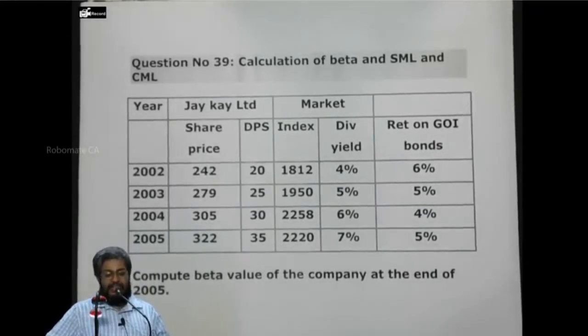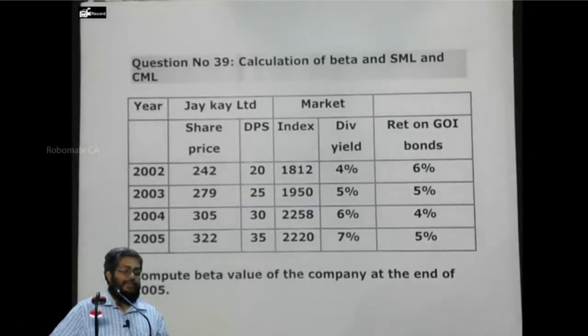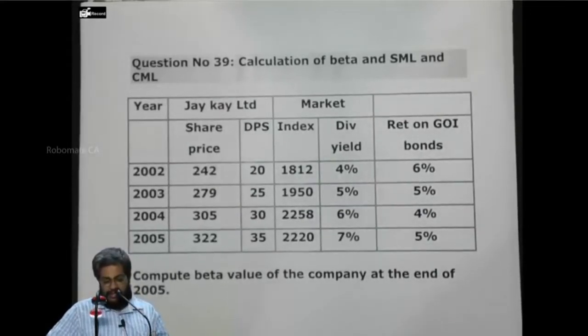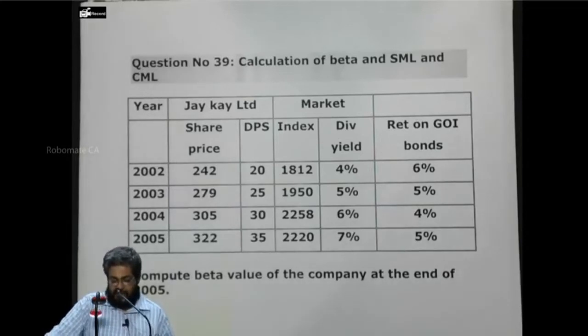There is a company called JK Limited. Share price is given for those years and dividend per share is also given. The market index is given and the dividend yield in the market is also given. Return on Government of India bonds is given, that is what return? Risk-free return. Compute the beta value of the company at the end of 2005. What is the company's beta at the end of 2005? Okay, that is the question.